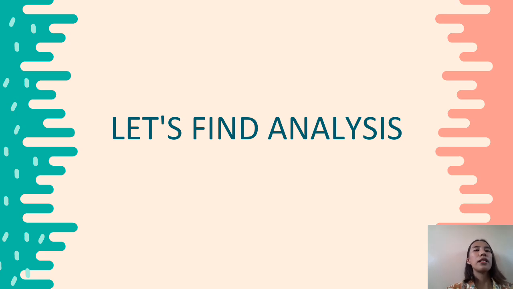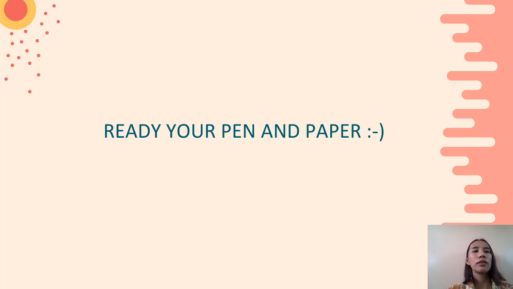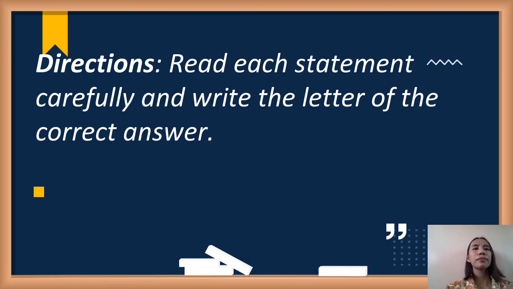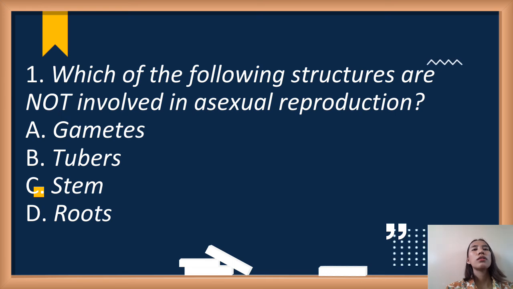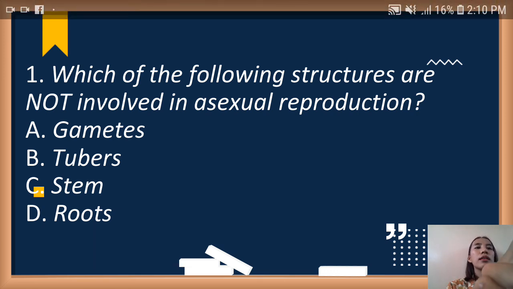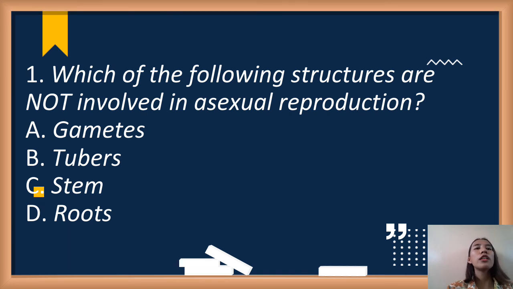Okay, so now get your notebook or paper and pen to answer these questions. Read each statement carefully and write the letter of the correct answer. So you have 1 minute for each item to answer. Number 1. Which of the following structures are not involved in asexual reproduction? A. Gametes. B. Tuber. C. Stem. D. Roots.